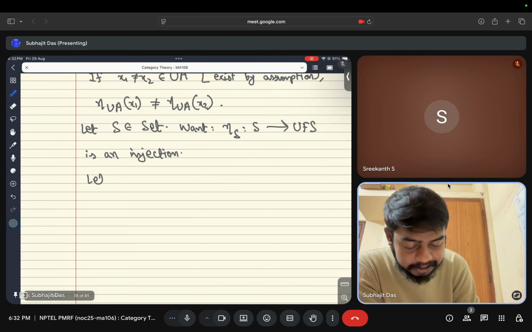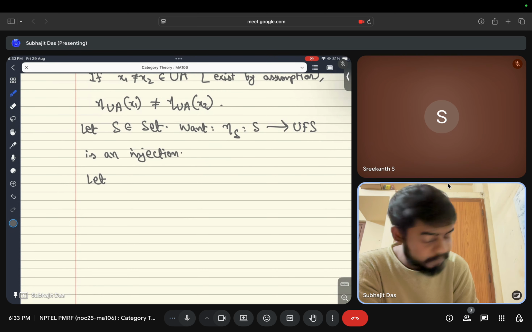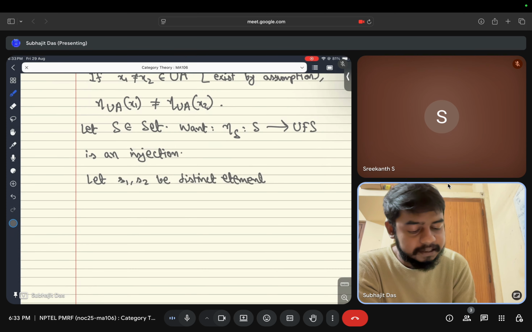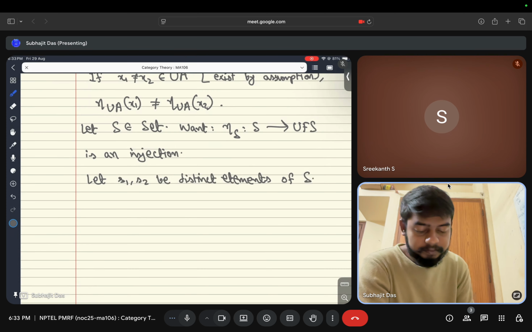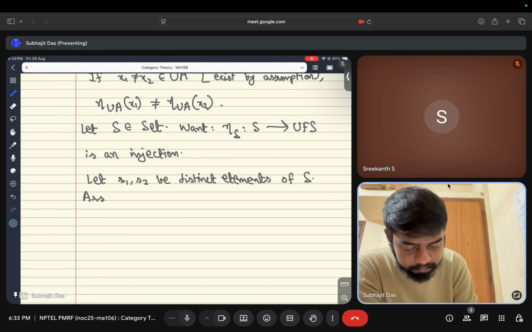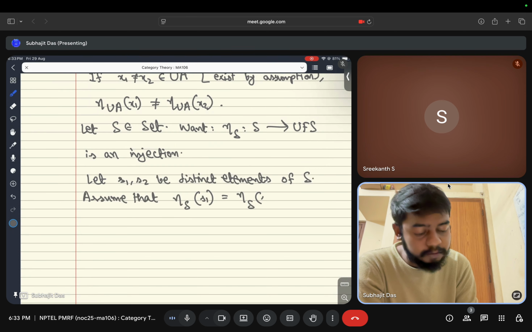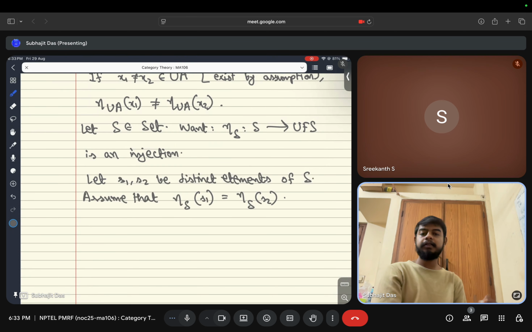So let S1 and S2 be distinct elements of your set S. Assume that eta at S of S1 is equal to eta at S of S2. We want to reach a contradiction, because we want to show that eta at S is an injection.